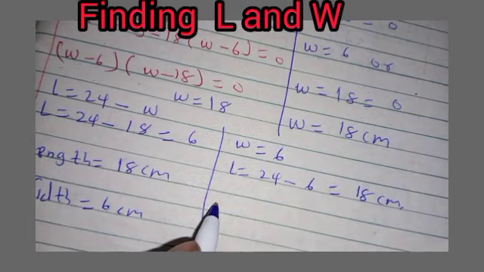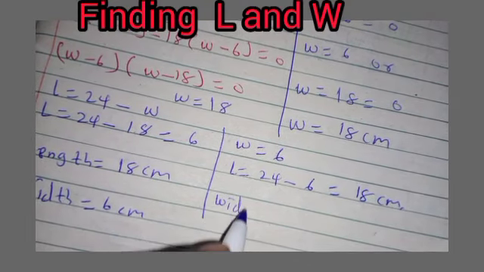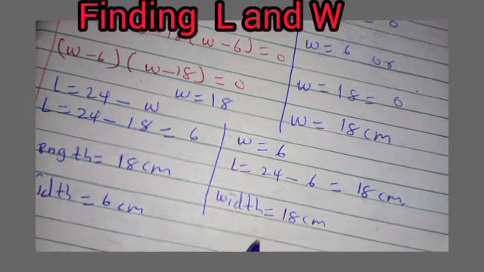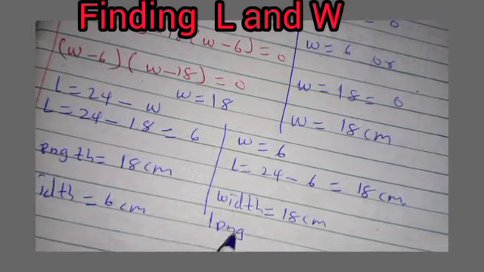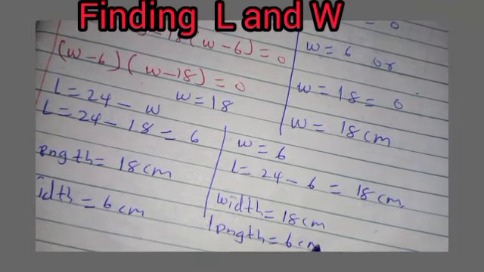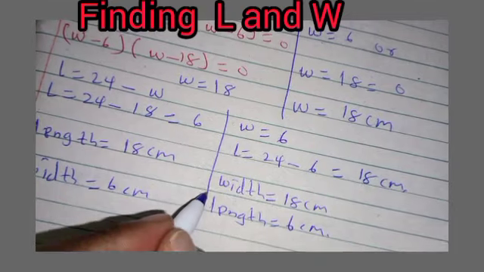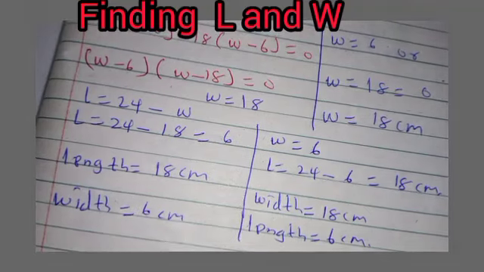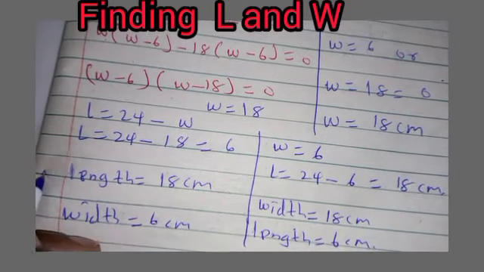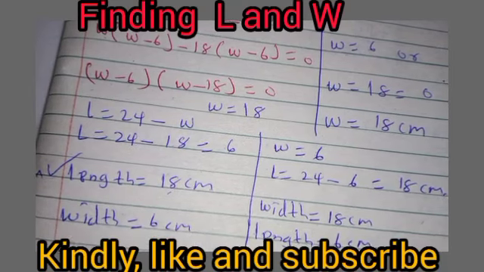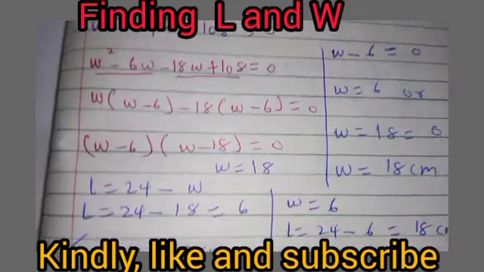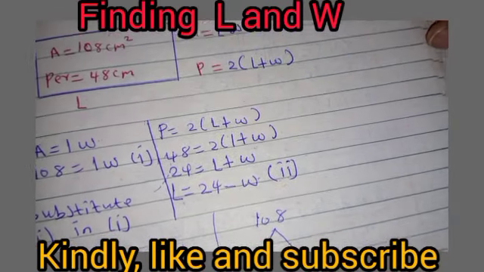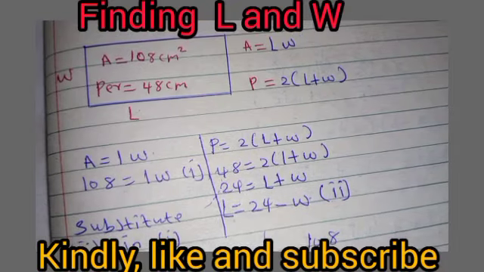This is the other part, that width is equal to 18 centimeter. This will give you your length as equal to 6 centimeter. You can see it does not make sense for a rectangle because we know the length of a rectangle is larger than the width. So we pick this, that our length is equal to 18 centimeter and our width is equal to 6 centimeter. So that is how we can make use of perimeter and the area to get the side which is not given.